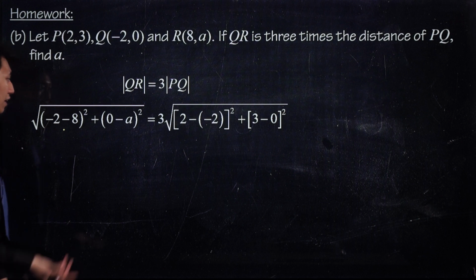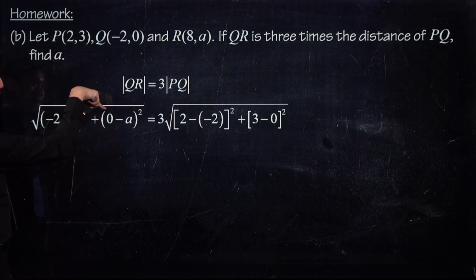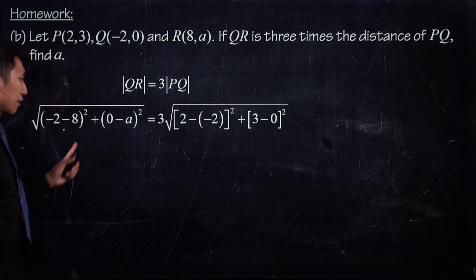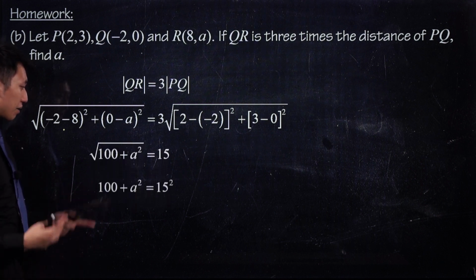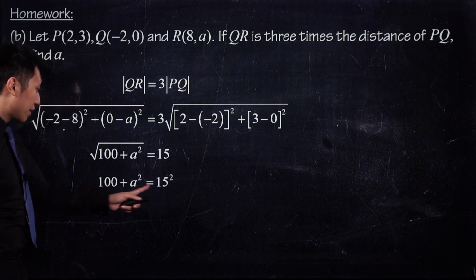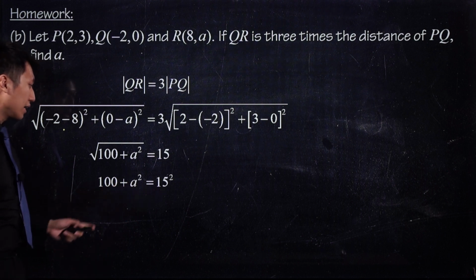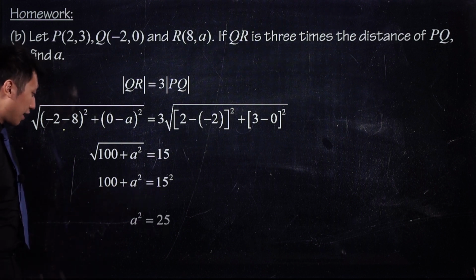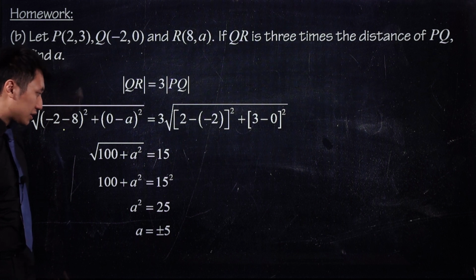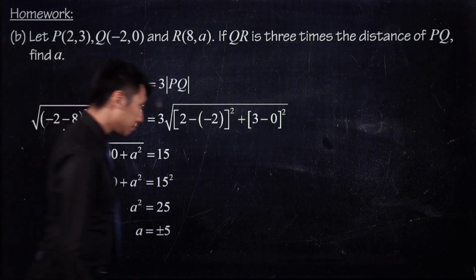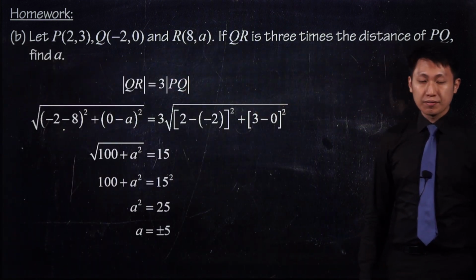Then you write down this one, which plugs in the points, and you take square root both sides. Then you got this one. Open up the square, meaning square both sides. Then you get this one, and the answer will be 25. A squared is equal to 25. Then A is positive or negative 5. Shouldn't be too hard.